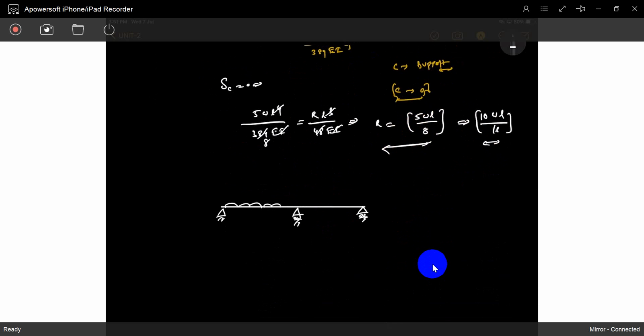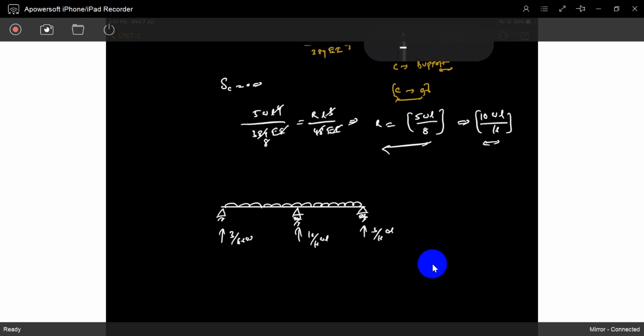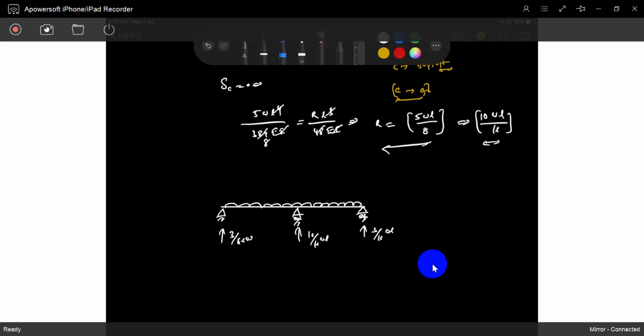If it is loading, it is 3 by 16 WL, 10 by 16 WL, 3 by 16 WL. If you observe keenly, the center support has taken more load. Understood? Total load is WL. The center support has taken more load compared with the edges. That's the matter.